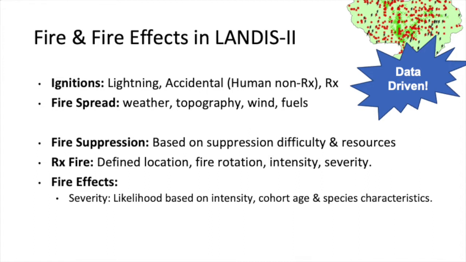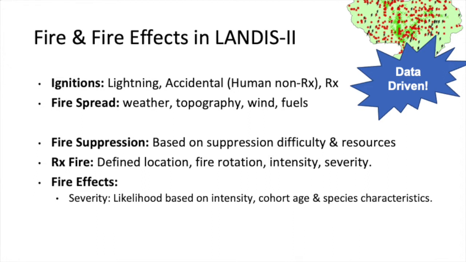The fire spread is associated with, if a fire ignites, the weather, topography, wind, fuels, all those things that we think about associated with fire. We can incorporate fire suppression maps, and this is based on what we know about where fire suppression occurs, but it's mainly based on suppression difficulty, like whether we can access the area, so distance to roads and different types of resources.